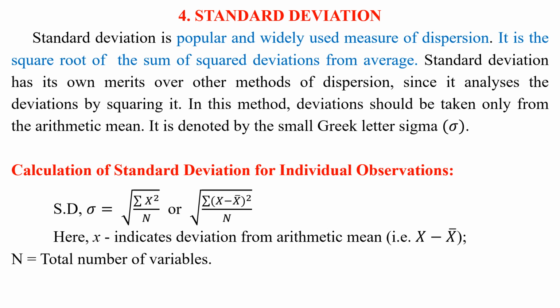Calculation of standard deviation for individual observations. The formula is square root of sigma x square by n. x indicates deviation from the arithmetic mean. n equals total number of variables.